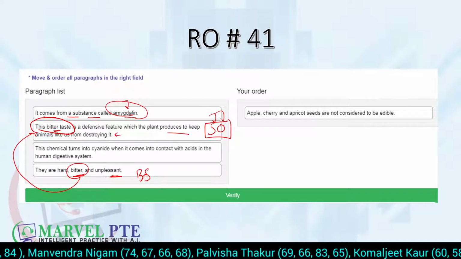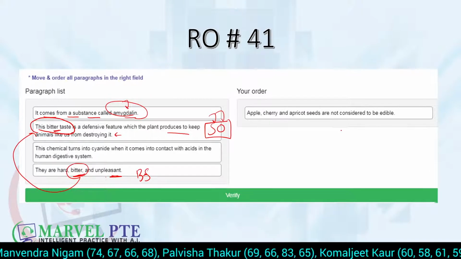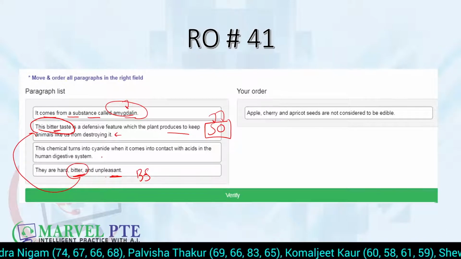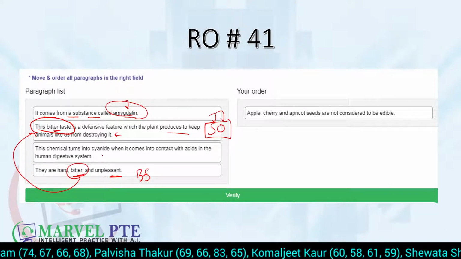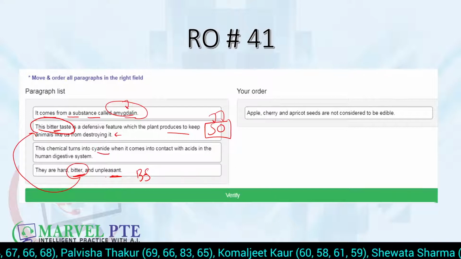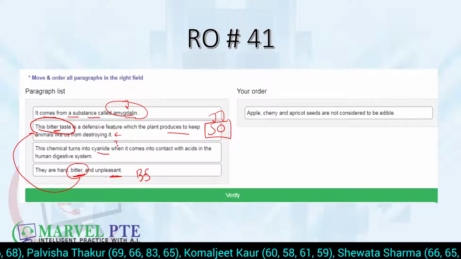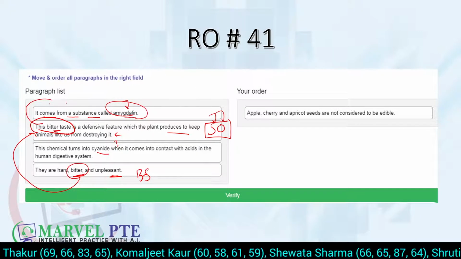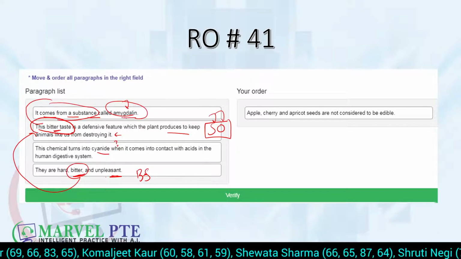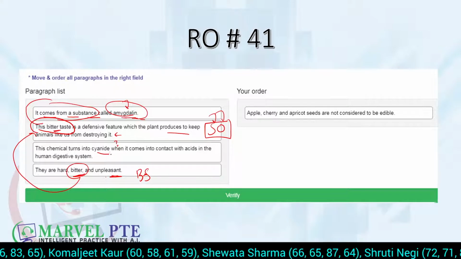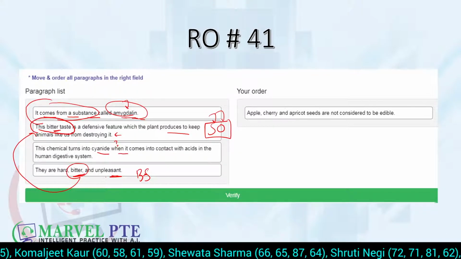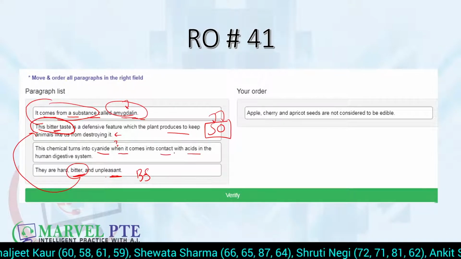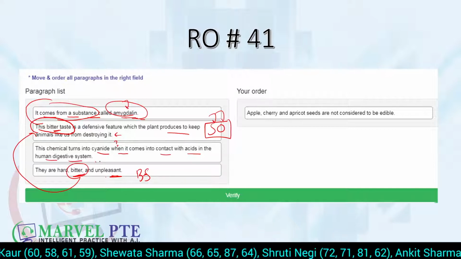अब आपका ये पेयर बन गया, but we have to see the second line. This chemical turns, chemical कहाँ पे आ रही है बात, okay? Chemical की बात कहाँ आ रही है? अब आपके हिसाब से कौन सा केमिकल है? ये रहा वो केमिकल. It comes from a substance called amygdalin, right? ये वाला chemical turns into cyanide when it comes into contact with acids in the human digestive system.